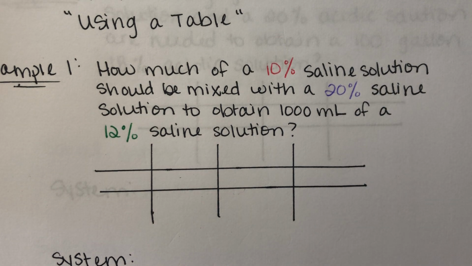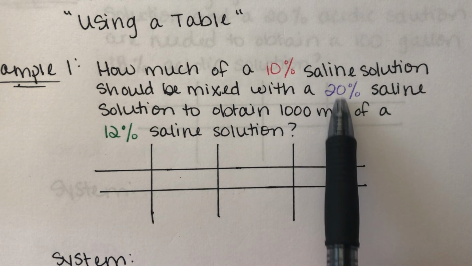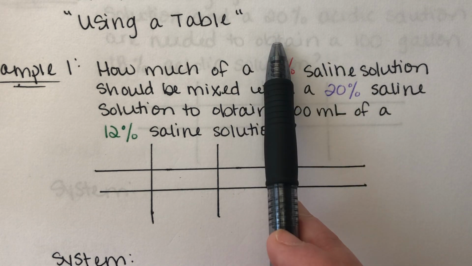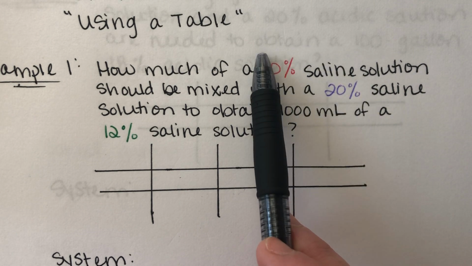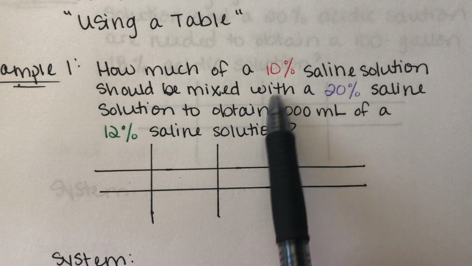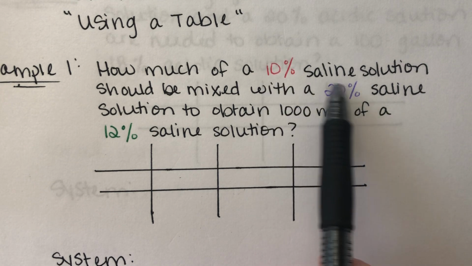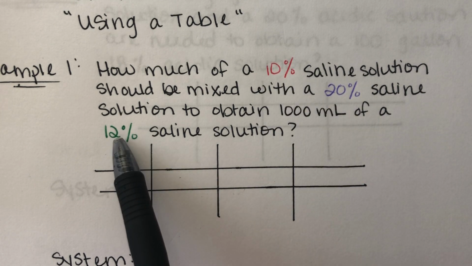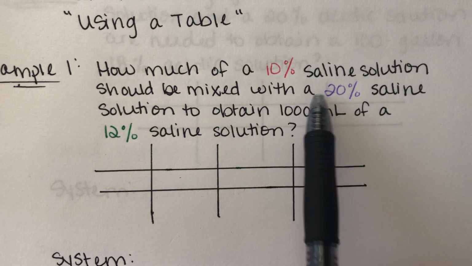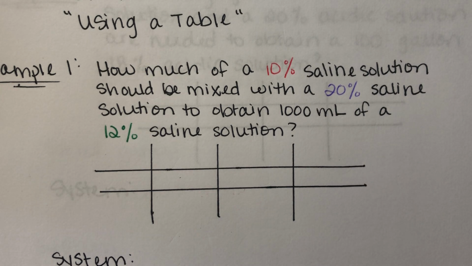So our goal here is to figure out if I pour some of this into a cup and then I pour some of this in with it, I end up with 1,000 milliliters total, and when they're mixed together, it becomes 12%. So how many of each one am I doing? It seems impossible, right? But it's not, I promise.